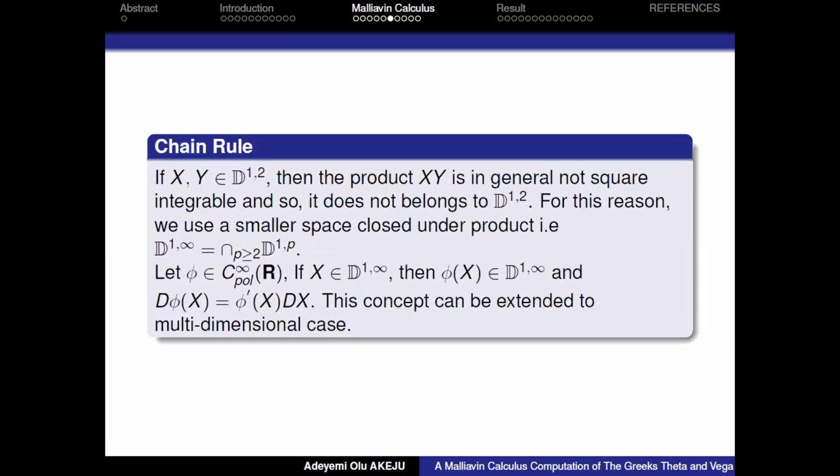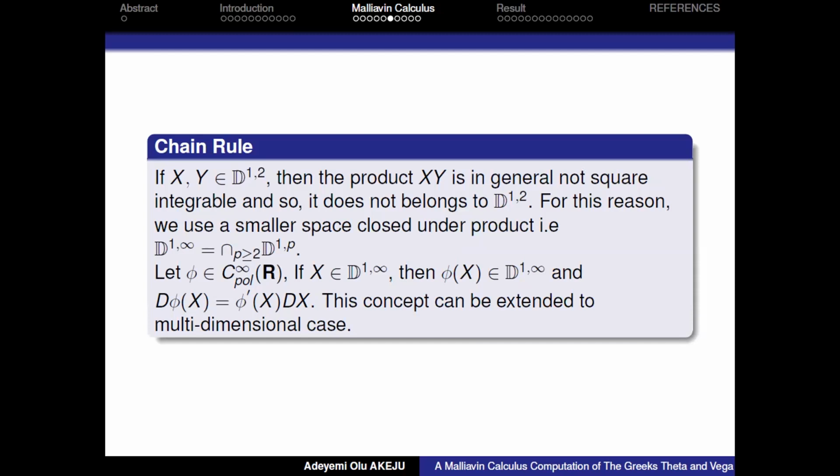Now, we also consider another concept of Malliavin calculus, which is the chain rule. If I have two variables, X and Y, that are Malliavin differentiable random variables, then what we observe is that the product of the two of them is not square integrable.